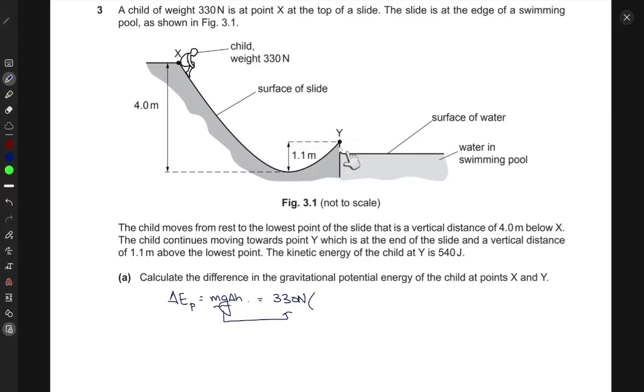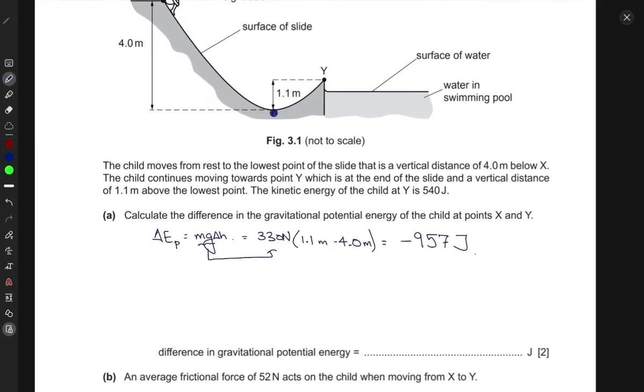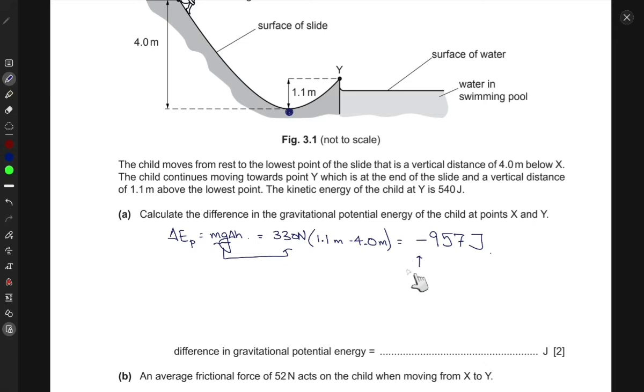Now he finally reaches point Y, which is 1.1 meters of distance, while the initial distance was 4 meters from the same reference point. This is our reference point, and from here we are measuring our distances. So this is 1.1 meters finally, and the initial distance was 4.0 meters. So this gives us minus 957 joules.